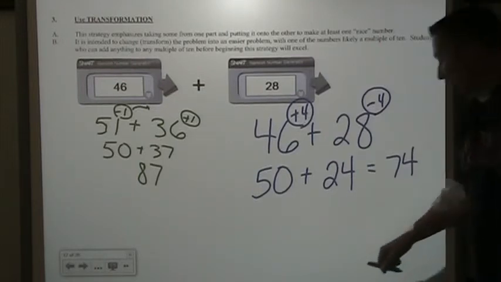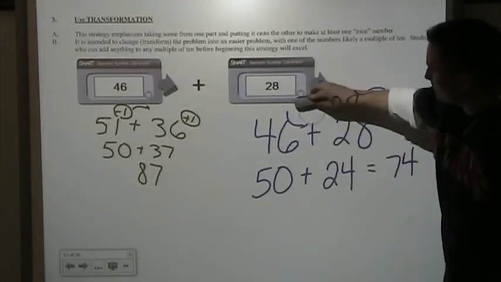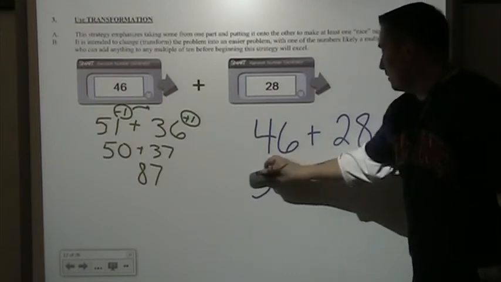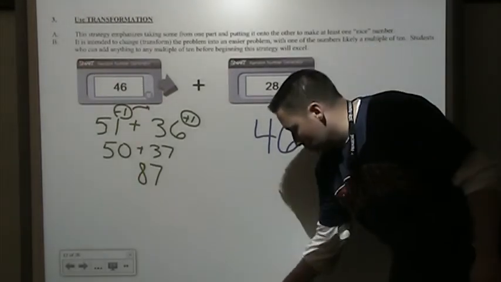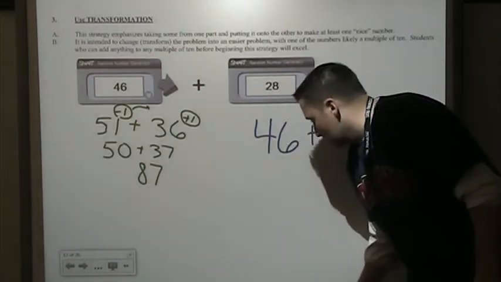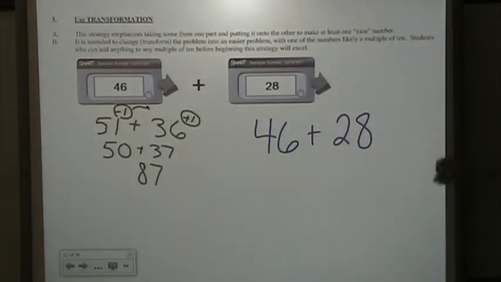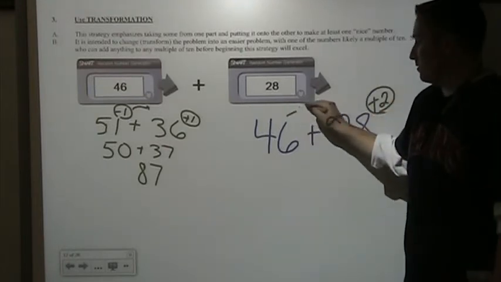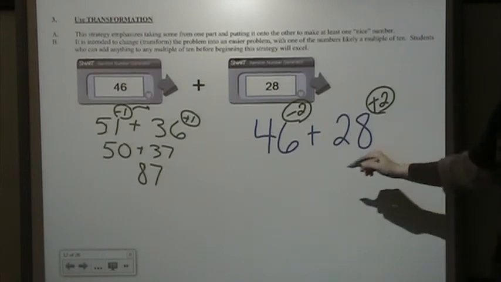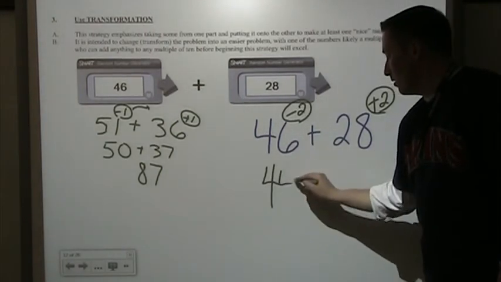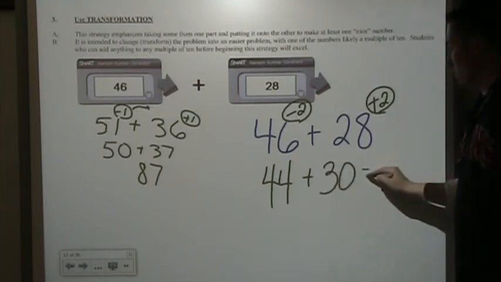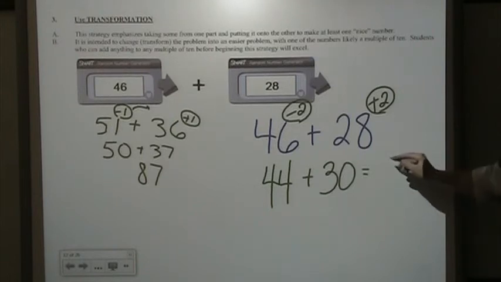Again, if they said they really wanted the 28, they want to change that one because they know it's closer to a nice number. Okay, they can add 2 here, take 2 away here, and get 44 plus 30, which again magically gives you 74. Okay, so it's a very nice strategy.